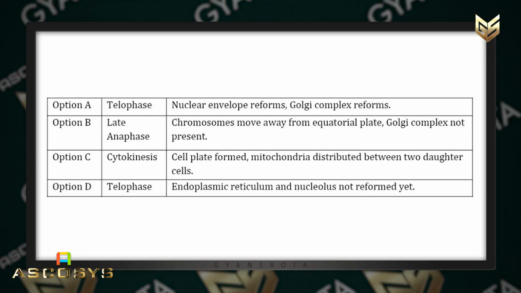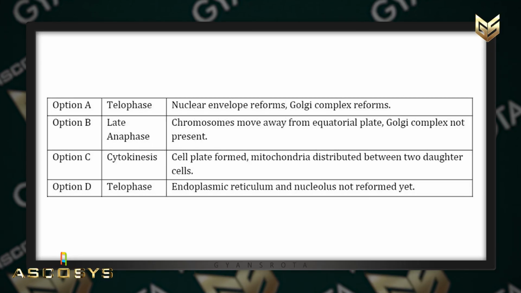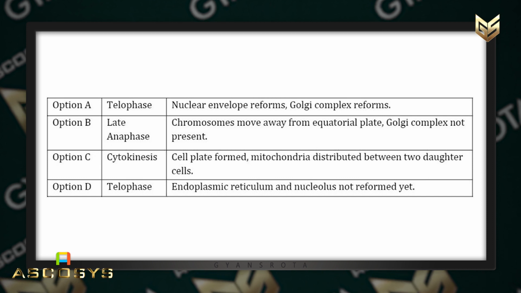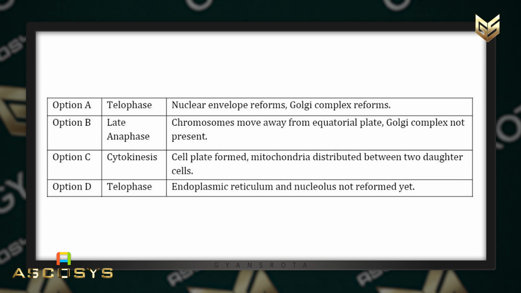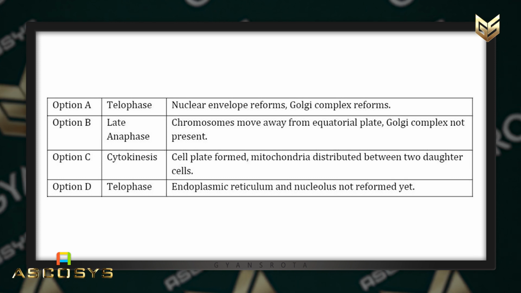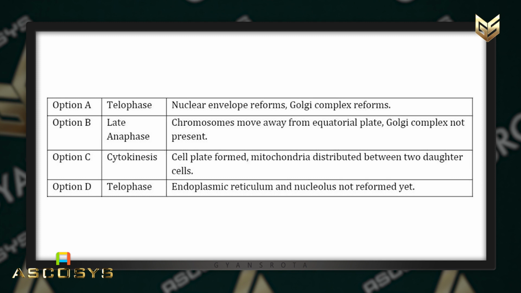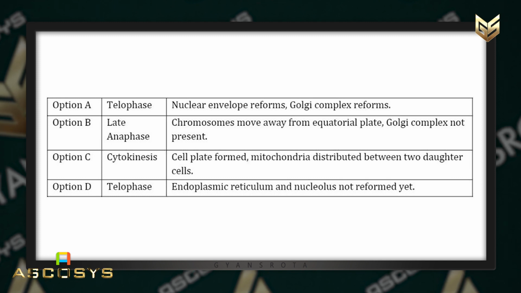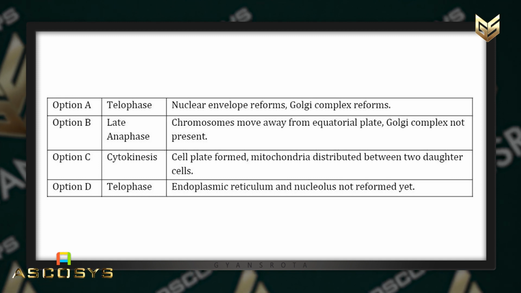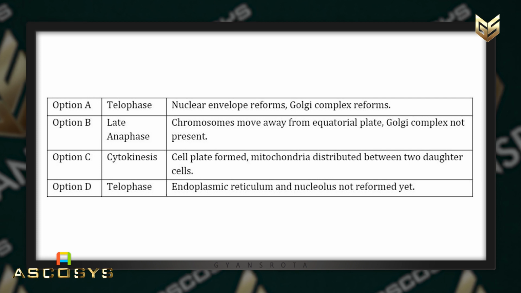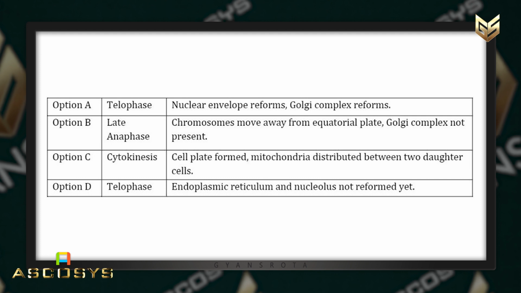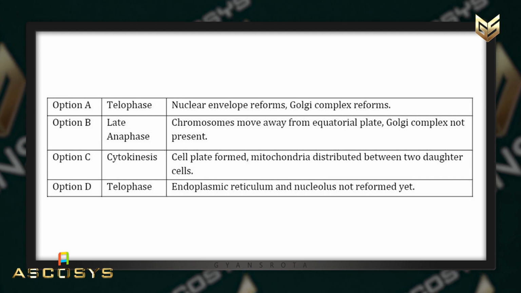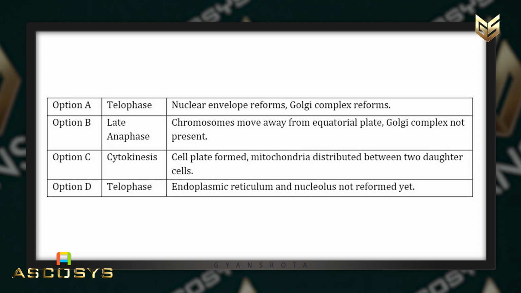Option number A, telophase, that means where the nuclear envelopes reform, Golgi complex reforms. Option number B, late anaphase, in which the chromosomes move away from the equatorial plate and the Golgi complex is not present. Option number C, cytokinesis, in which the cell plate is formed, mitochondria distributed between two daughter cells. And option number D, it is telophase, in which the endoplasmic reticulum and nucleolus are not reformed yet.